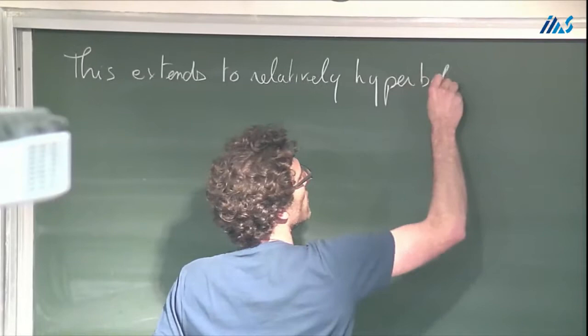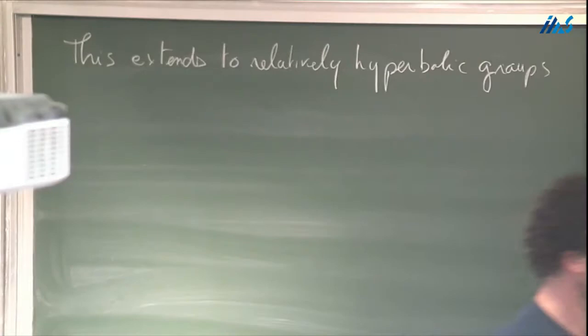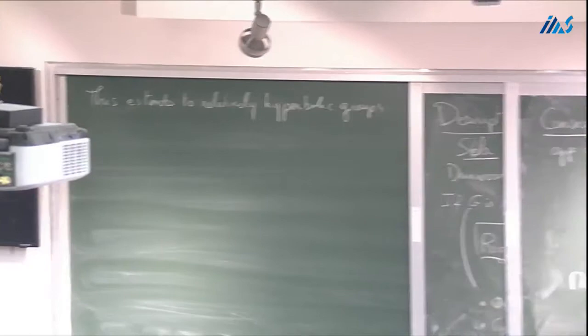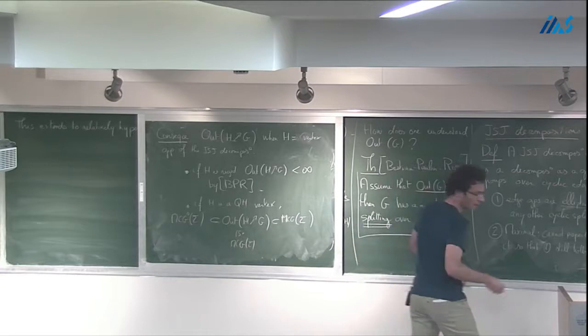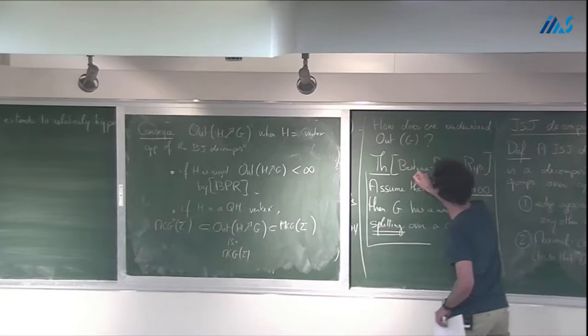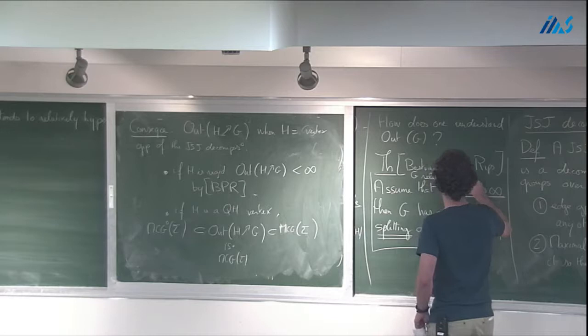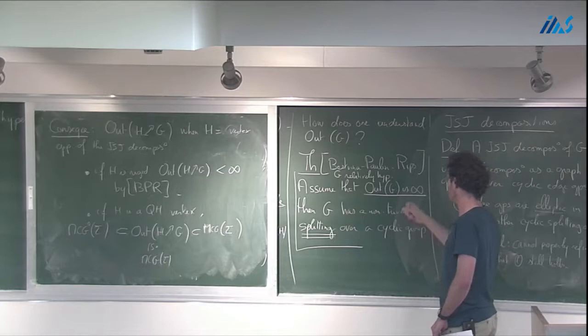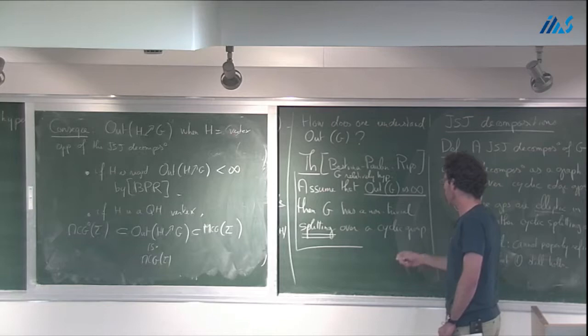So, for instance, the Bestvina-Paulin-Rips theorem works here. This is still true. Here, G is relatively hyperbolic. And then if the group of automorphisms of the group is infinite, then there is a non-trivial splitting over a cyclic group or a subgroup of the parabolic group.